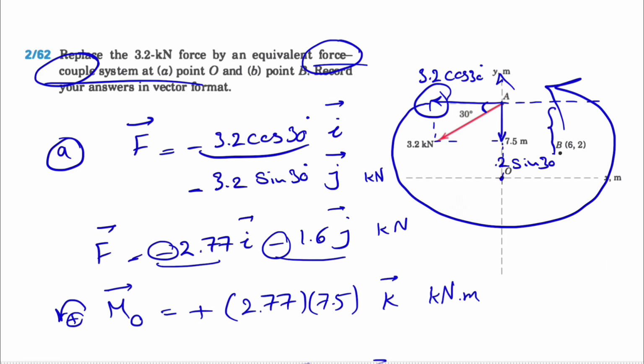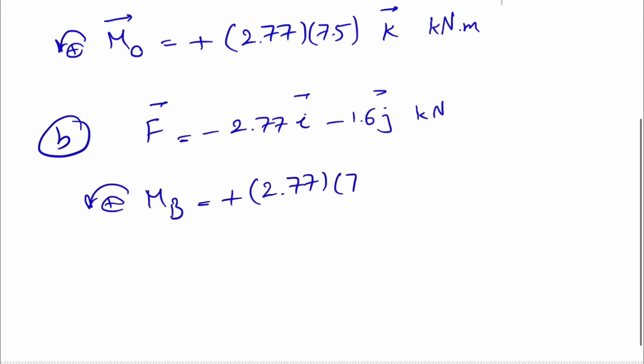So how are we going to find that? We know from here to here we have 7.5, and the y component of B is going to give us this distance, which is 2. Basically 7.5 minus 2 is going to give us what we are looking for.